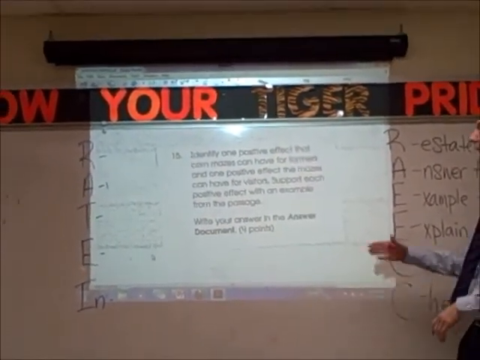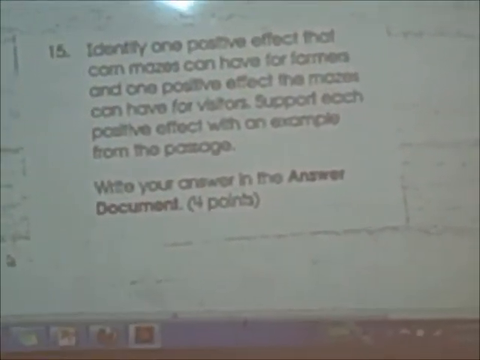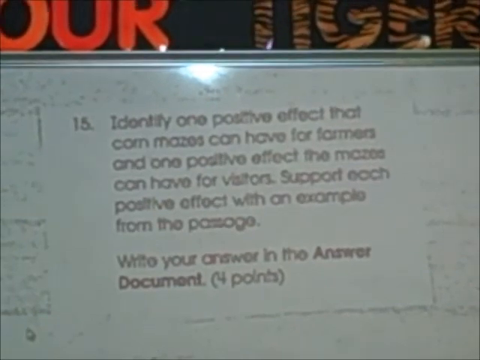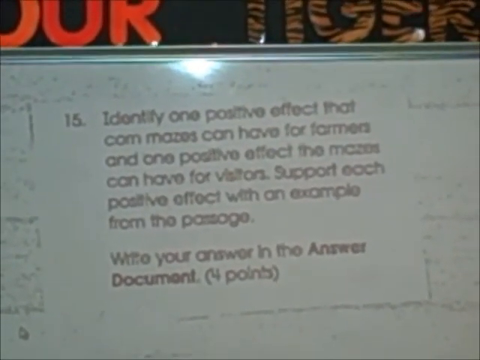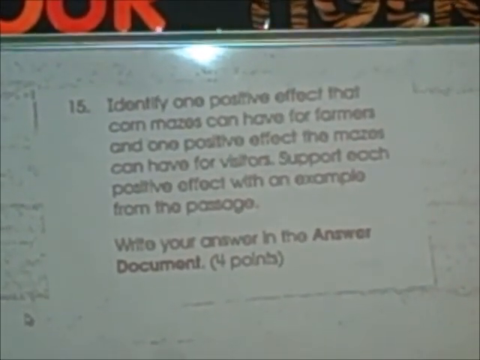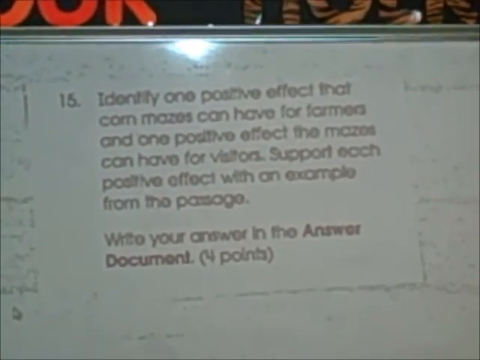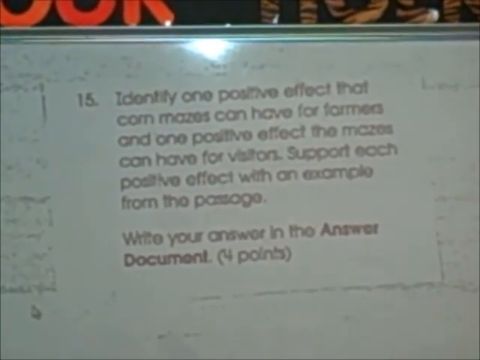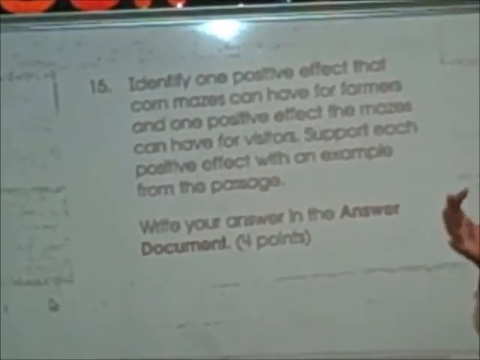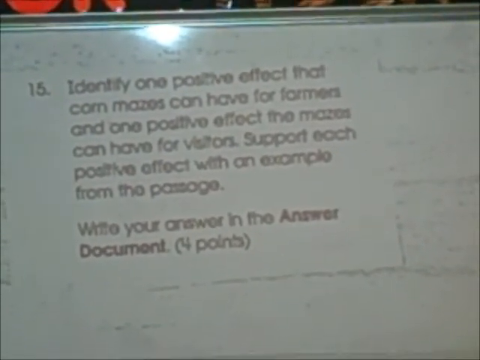So as you look here, we have an example question right here. Identify one positive effect that corn mazes can have for farmers, and one positive effect the mazes can have for visitors. Support each positive effect with an example from the passage. Write your answer in the answer document, and then in parentheses, 4 points.